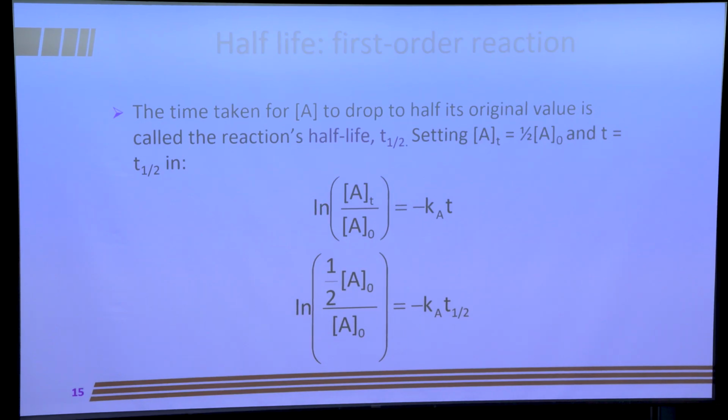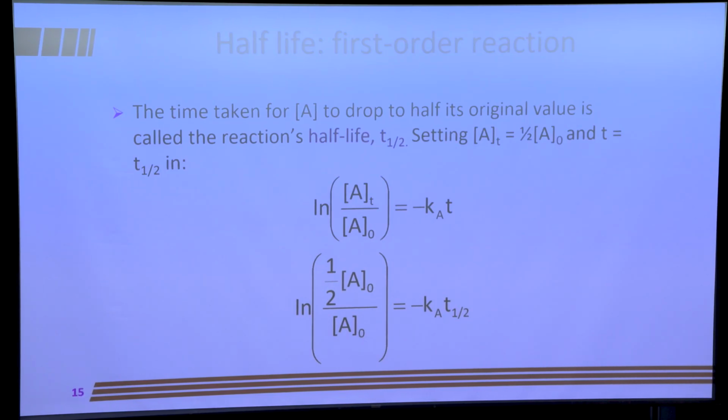And then the half-life of a first order reaction, what's that? The half-life is the time taken for a sample to reach half its initial concentration. It's fairly self-evident. So if we use this equation, we can determine what the half-life is. At the half-life, t is t half, and the concentration of A is half A0. So we have half A0 over the concentration of A at time 0 is equal to minus the rate constant times the half-life.